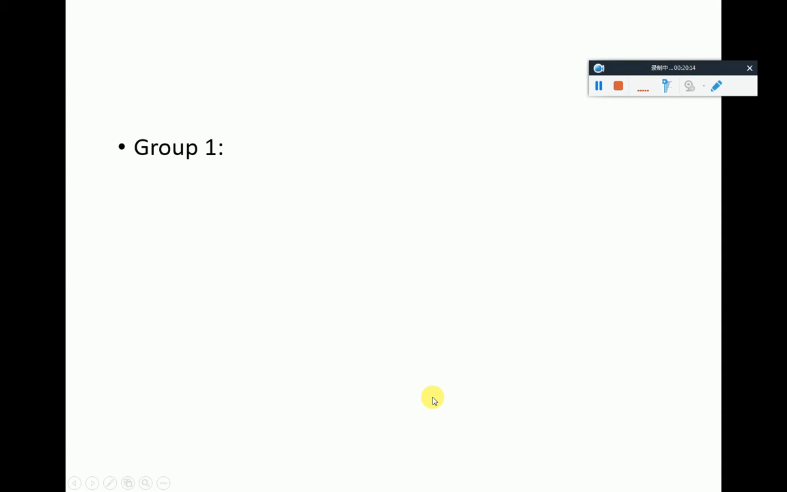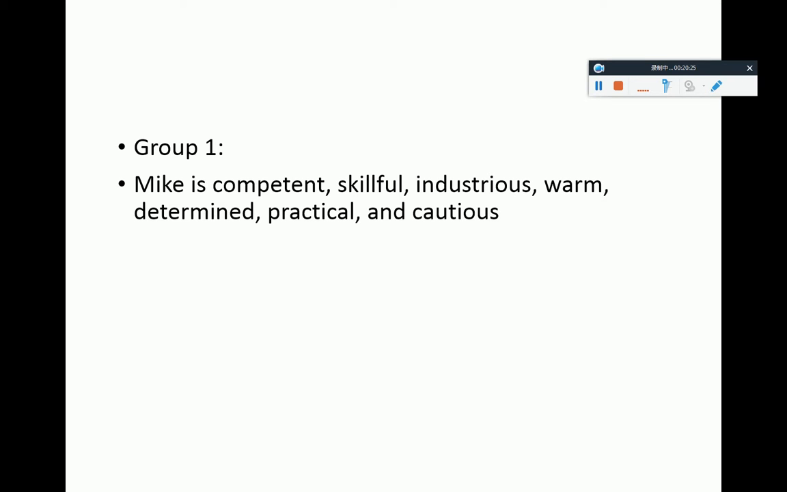More specifically, we can imagine that we have the first group of people come to a lab, and they're individually assessed, and then we tell them, there's a stranger that you're going to meet in a few minutes, and this person's name is Mike, and here are some words or adjectives that people use to describe Mike. According to these people who know Mike, Mike is competent, skillful, industrious, warm, determined, practical, and cautious.